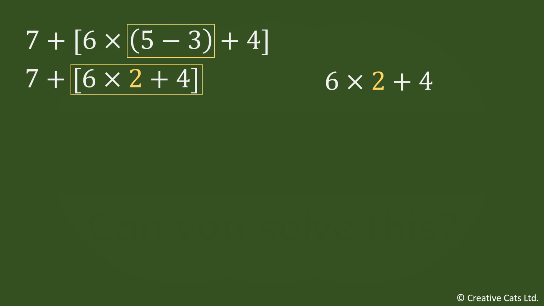So we apply the same rules again. Do we have parentheses in there? No, we don't. Do we have exponents in there? No, we don't. So now we go left to right. Do we have multiplication or division? And yes, we do. We've got the 6 times 2 here. And 6 times 2 gives me 12. So now I've got 12 plus 4, which is 16.